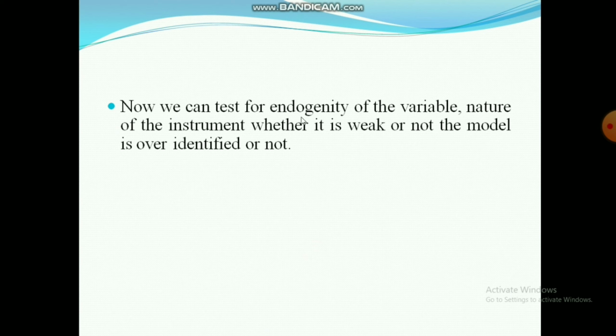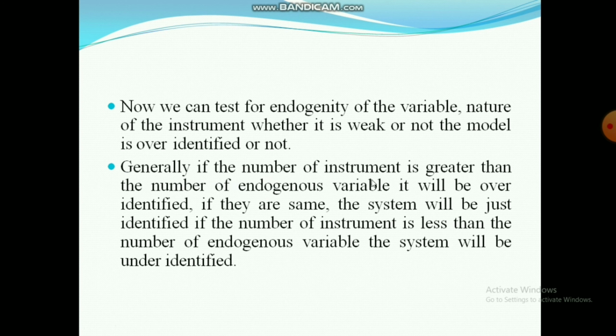Now we can test for endogeneity of the variable, the nature of the instrument, whether it is weak or not, and whether the model is over identified or not. All these tests can be done one after another. Generally, if the number of instruments is greater than the number of endogenous variables, it will be over identified. If they are the same, the system will be just identified. If the number of instruments is less than the number of endogenous variables, the system will be under identified. So it depends on the number of instruments.